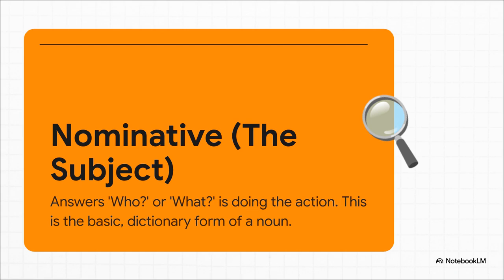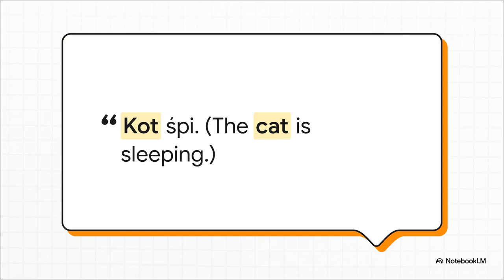Case number 1, the nominative. Think of this as the hero of the sentence. It's the person or thing doing the action. It's the basic, default, dictionary form of a word. You ask, who or what is doing the verb? The answer is your nominative noun. So for example, in the sentence, kot śpi, which means the cat is sleeping. Who's sleeping? The cat. Kot. Kot is the subject, so it's in the nominative case.